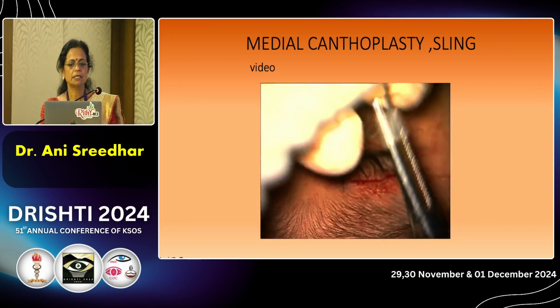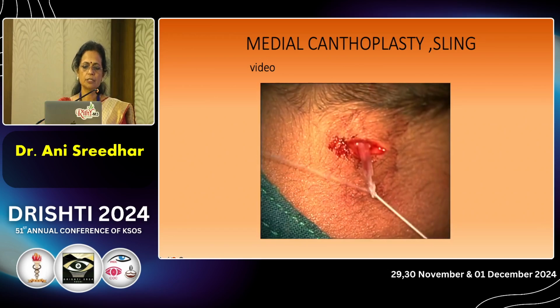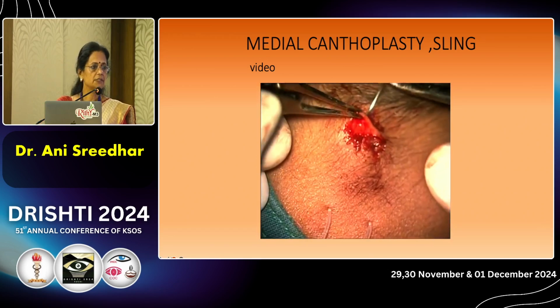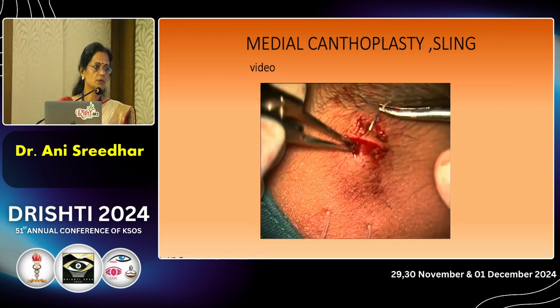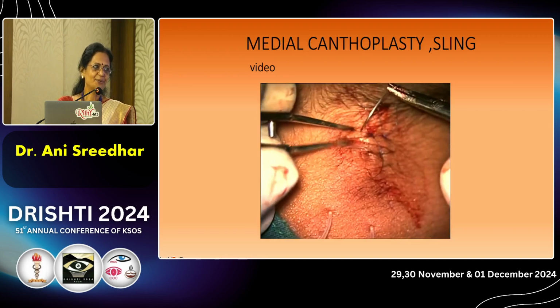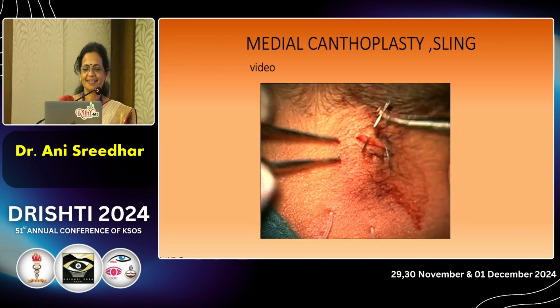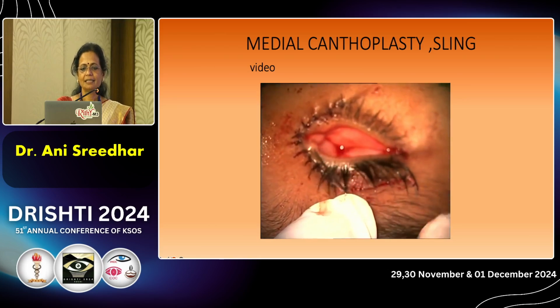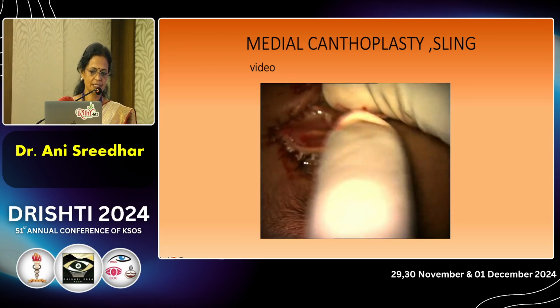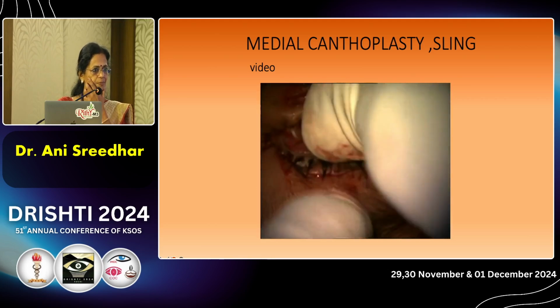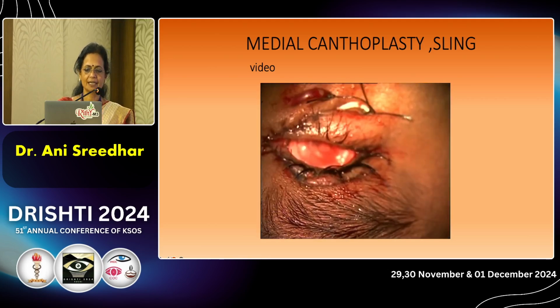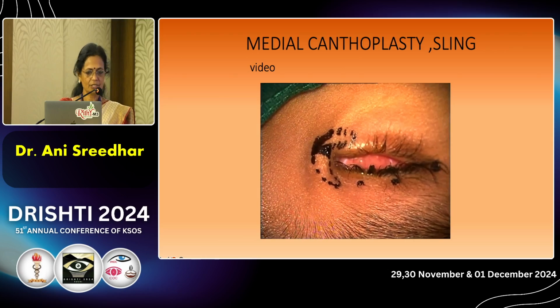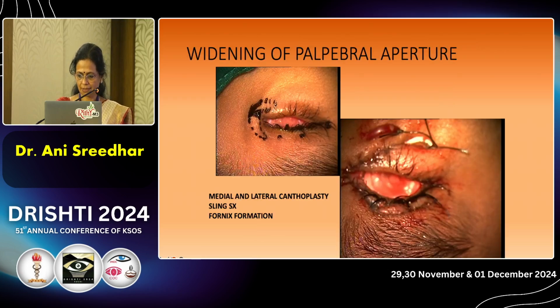This was an earlier video, so we were using a vertical sleeve. Actually, Marian gave me the idea of using a horizontal sleeve, but I don't know if her method and my method are the same. She just told me over the phone, and I started doing it. And there can be watering. You can probe the canaliculus, but watering is there because of the kinking of the canalicle. We can't do anything. I did a fornix formation suture also for this patient.